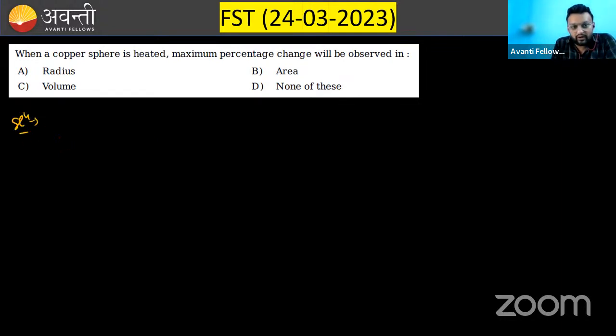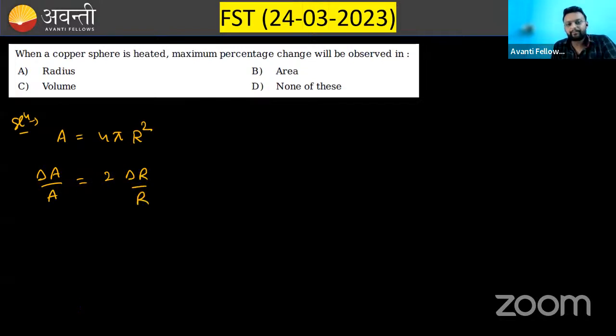If I ask what is the area of the sphere, you will say that the area of the sphere is 4 pi r square. Clear? So if I write the change in the area, it will be delta A by A. This is the fractional change in the area. 4 pi is a constant, so the change in area is independent of the constant terms. If I talk about radius, it will be 2 delta r by r.